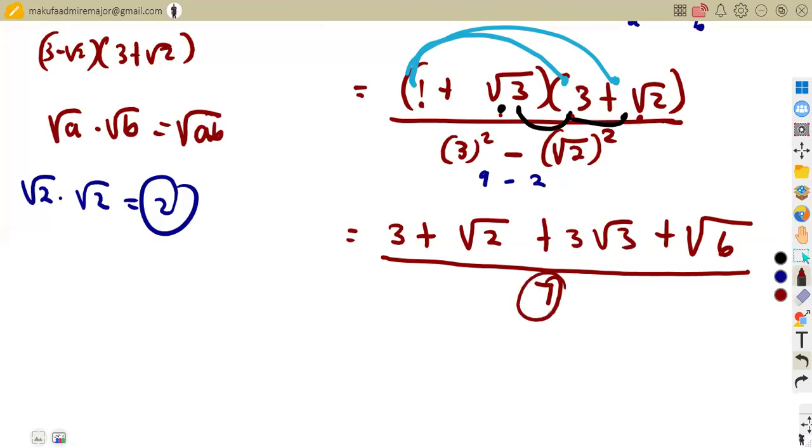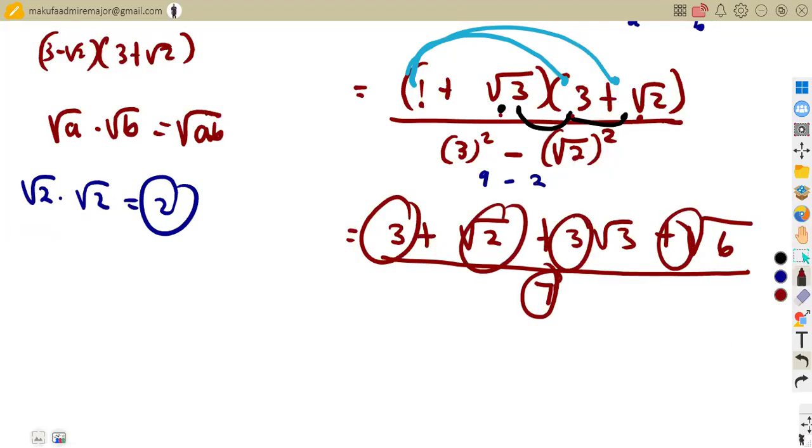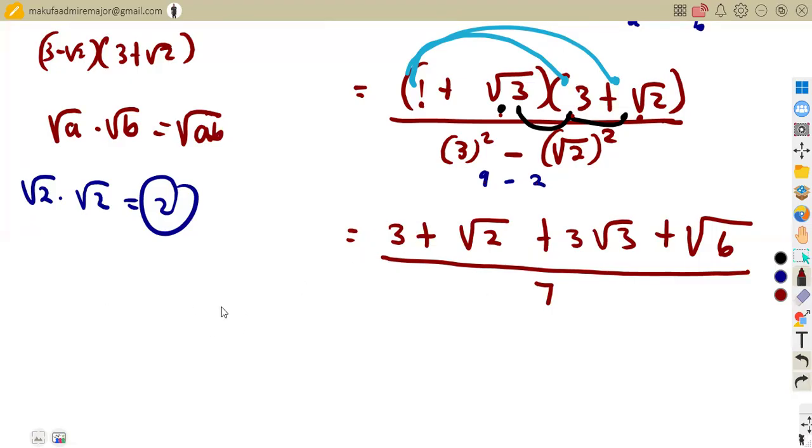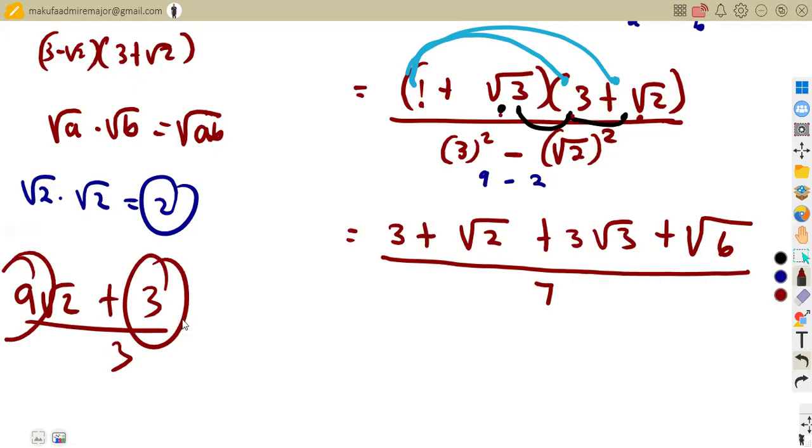So if we check here, there's no need for us to separate, because even if we are to do that, we can't divide anything here. These numbers we can't divide. It is different from the previous case that we had where we can divide. If you were given maybe 9 square root of 2 plus 3 over 3, you can see that we can divide here, we can divide here. That's where there's a need for you to separate.